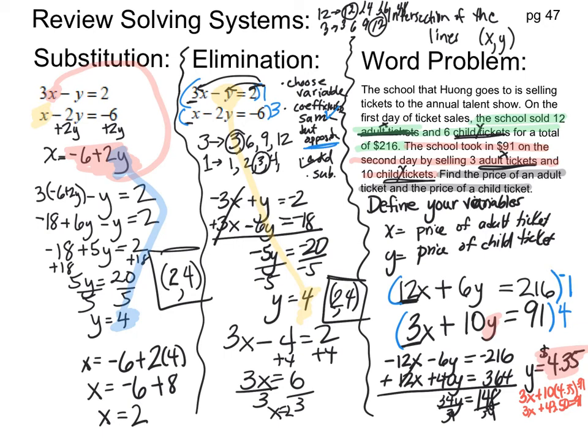I'm going to subtract $43.50 from both sides. I apologize for that being so tiny. Let's see if I can find me a space around here. I'm going to take this to the very top. 91 minus 43.50 is 47.50. 3x equals 47.50. Divide both sides by 3, and you get $15.83.